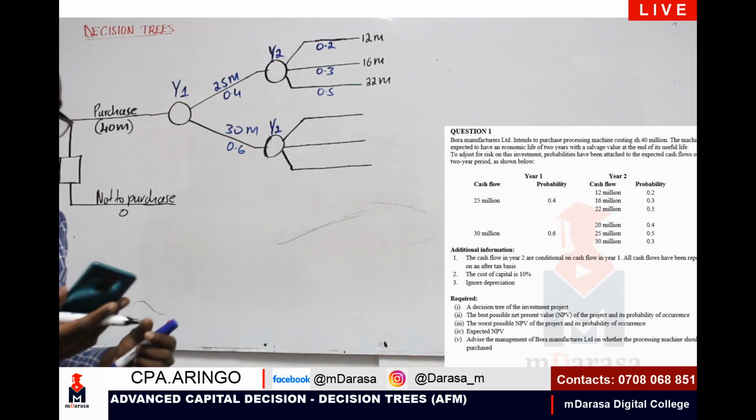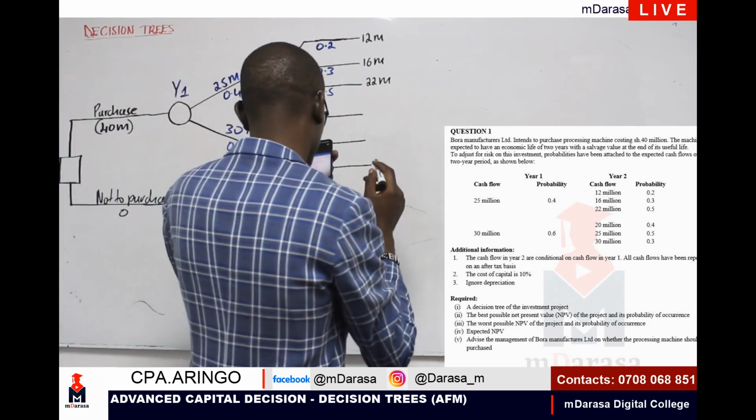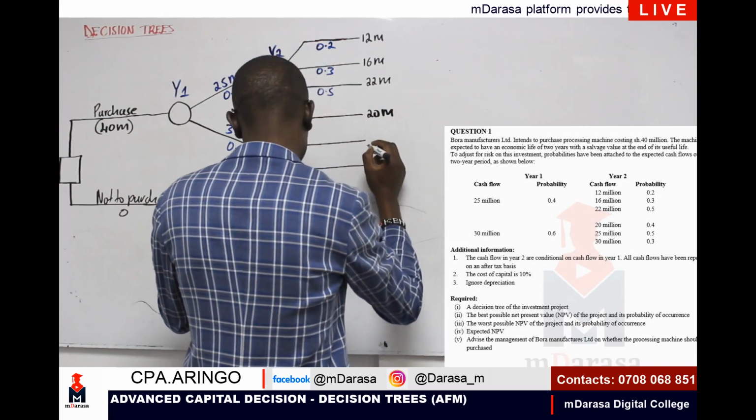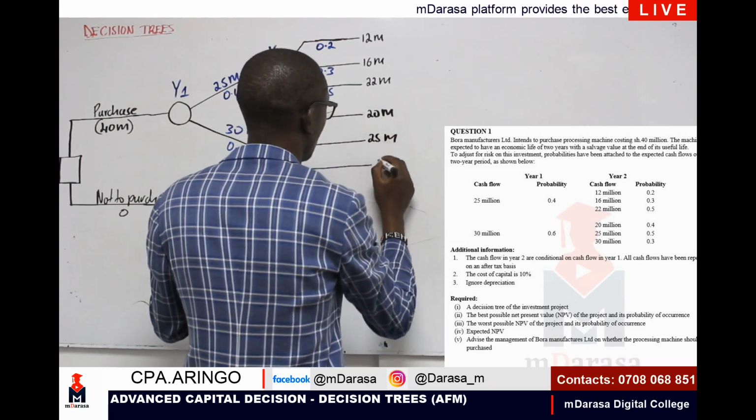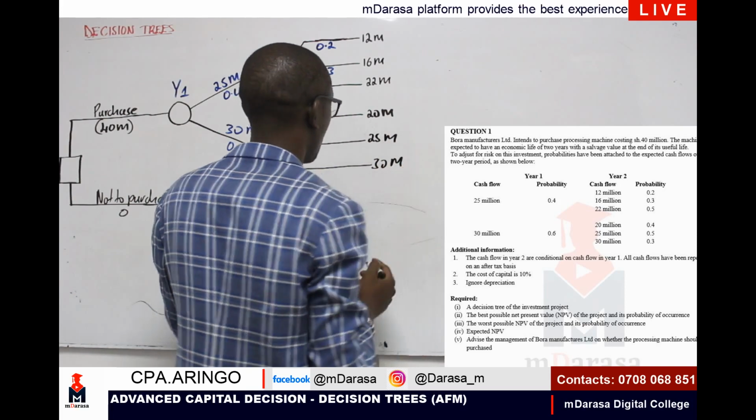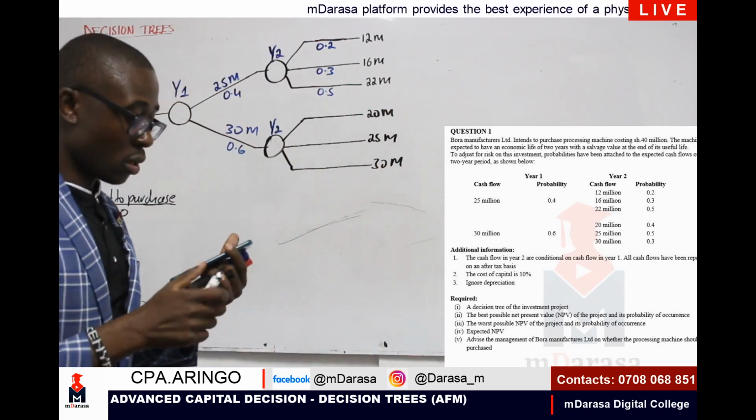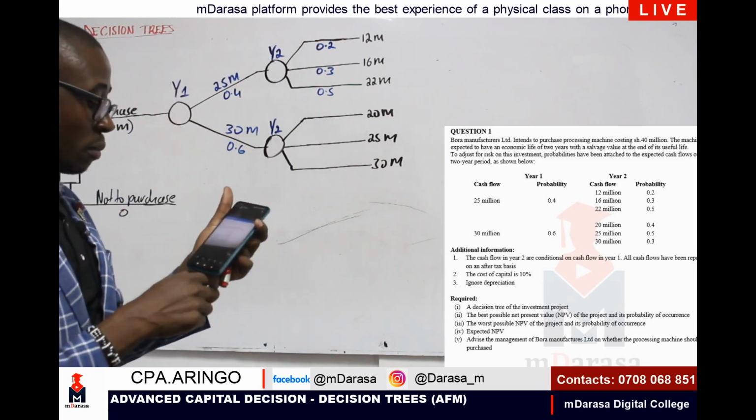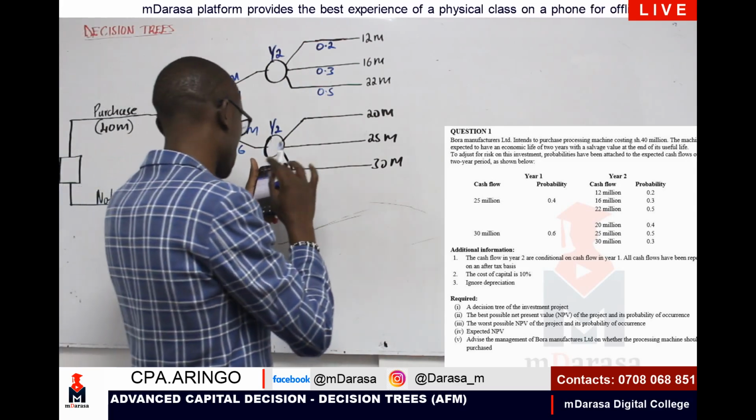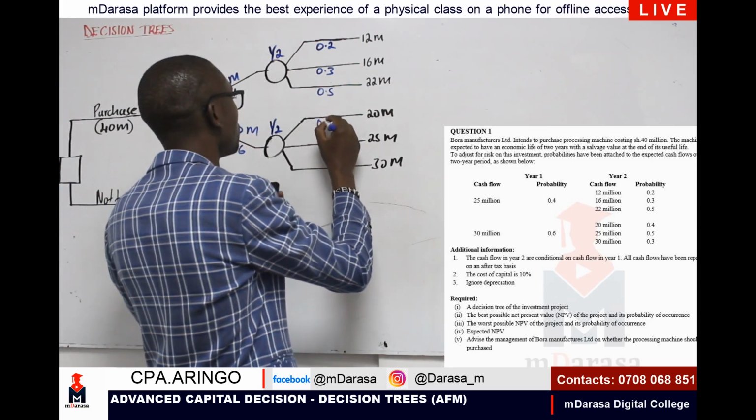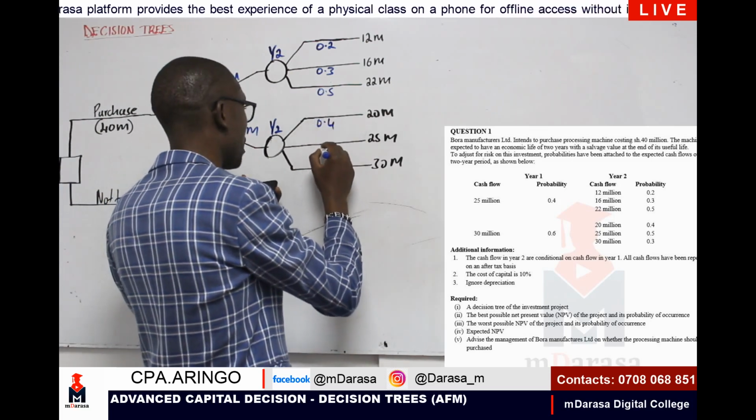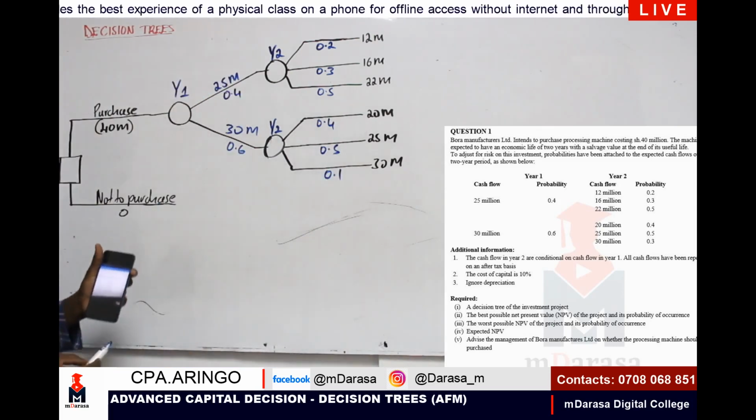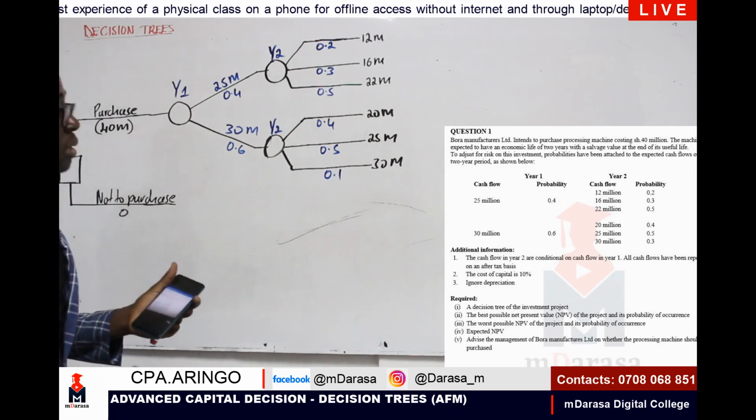We can generate, based on what we are given there, either 20 million, 25 million, or 30 million, with probabilities of 0.4, 0.5, and we say this one should be 0.1. We corrected that, it should be 0.1. So that is what I should be having.